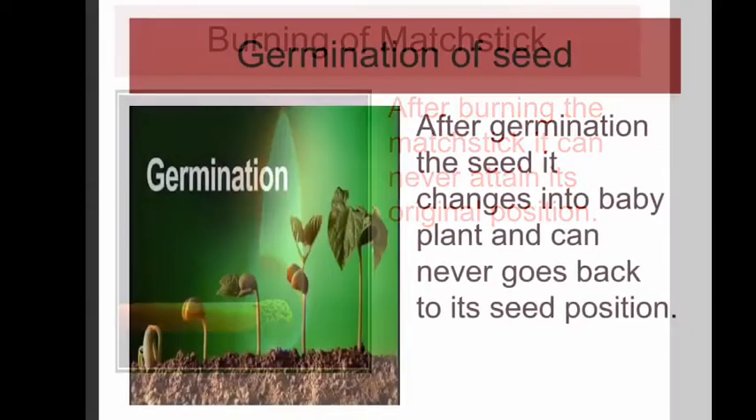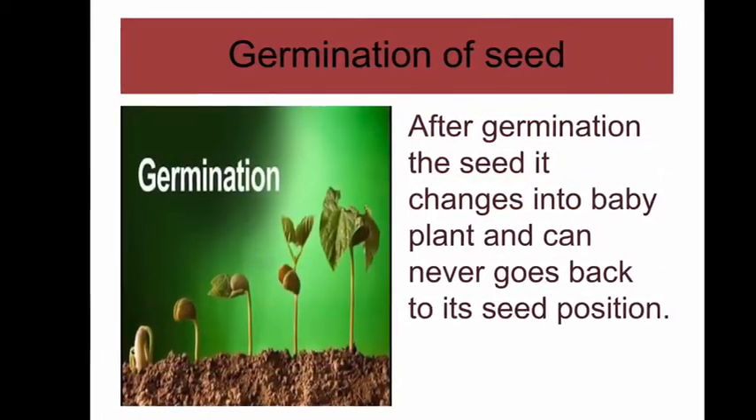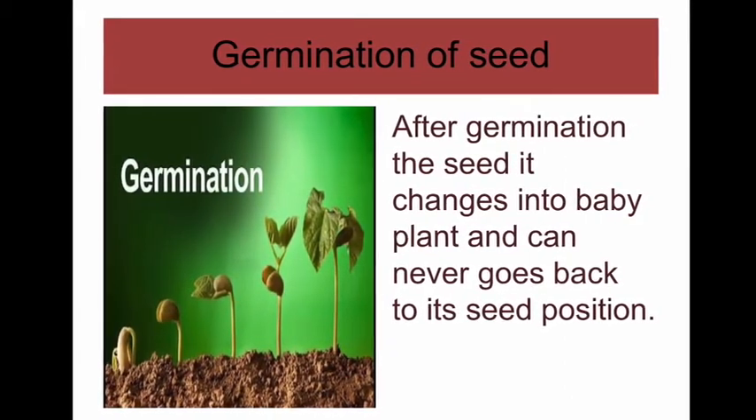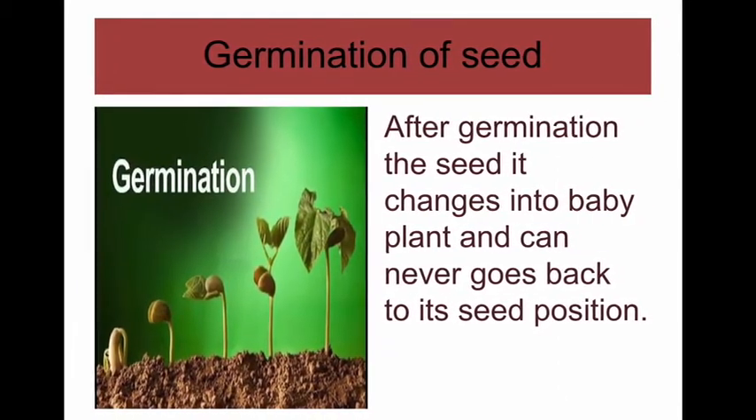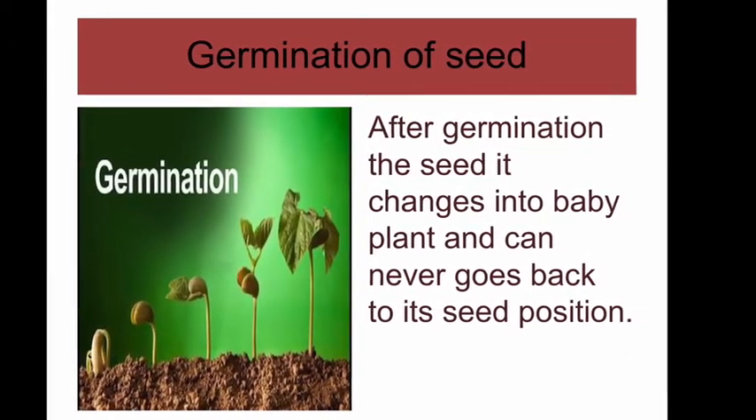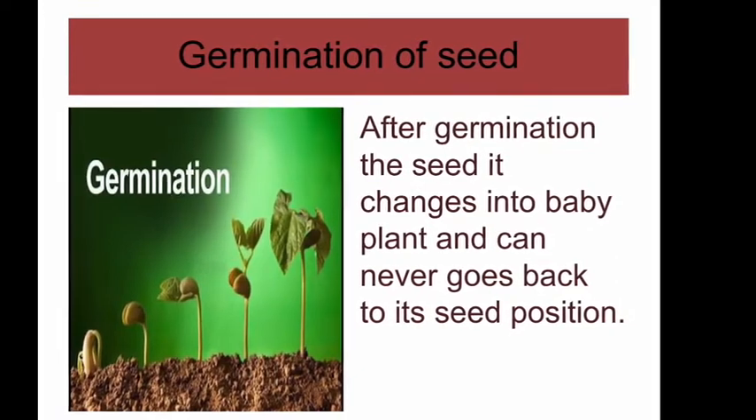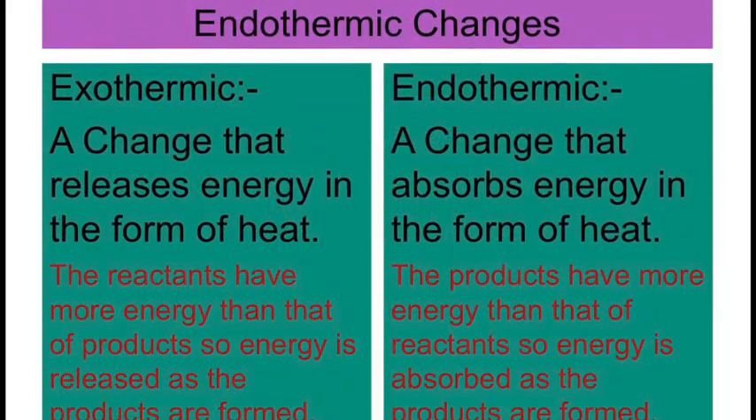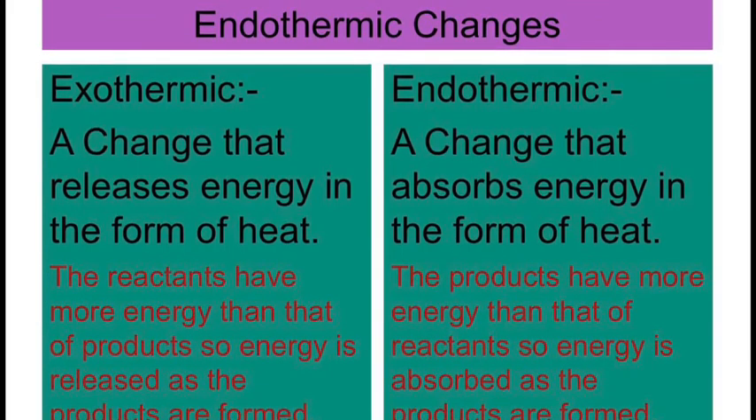The next example is the germination of a seed. After germination, the seed changes into a baby plant and can never go back to its seed form. So it is also an irreversible change. Next is the difference between exothermic and endothermic changes.